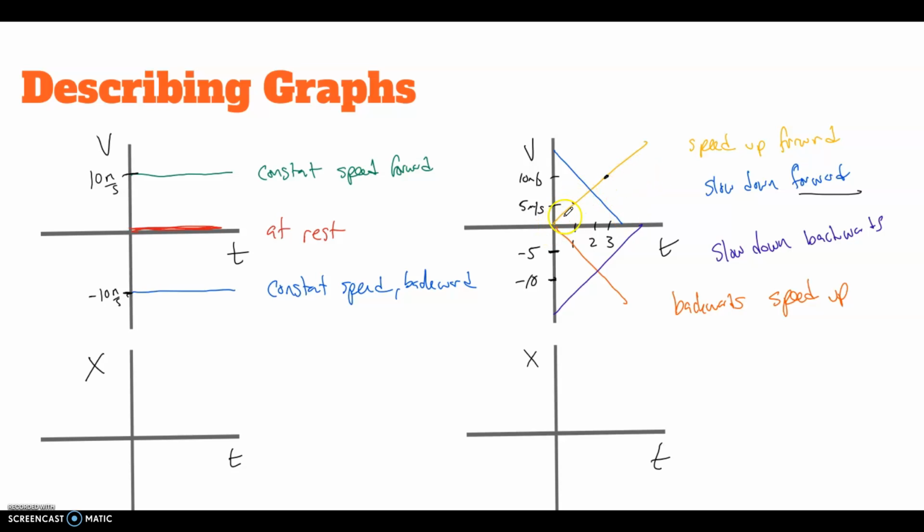The yellow line has a slope going up and to the right, so it starts at the origin, 0, which means it's not moving at all, and it's steadily getting faster and faster.